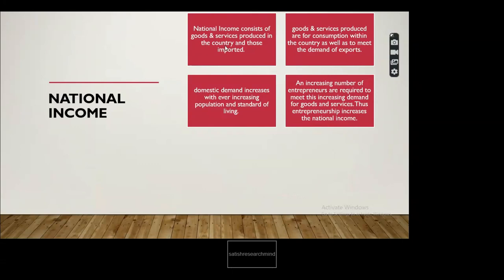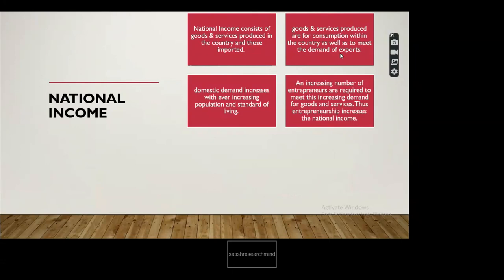As you think as an entrepreneur, you can start a new firm in a specific marketplace. That is called national income consisting of goods and services. Goods are creative and services are completely innovative. Those types of products can help our country, as they become imported and exported goods and services to other countries. That is very important. That can help you, so national income will grow. Goods and services are produced for consumption within the country as well as to meet the demand of exports, right?